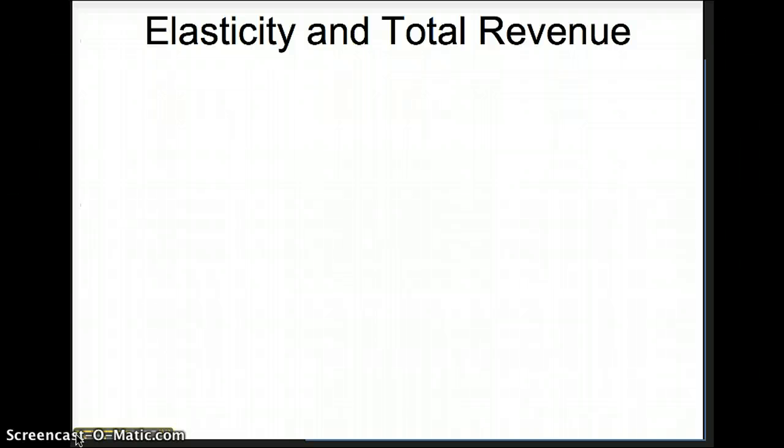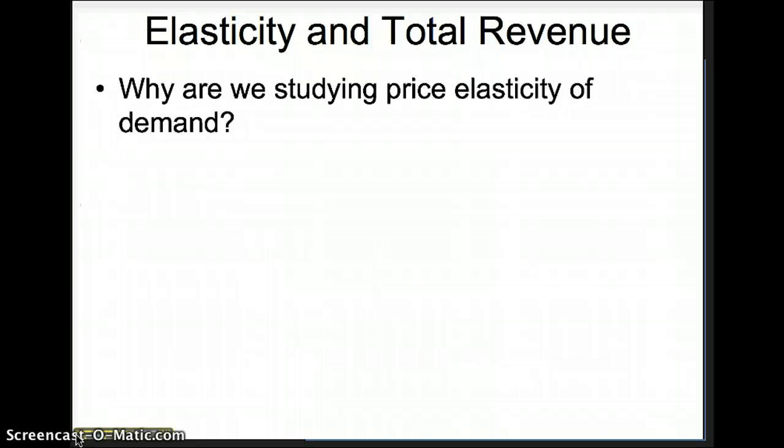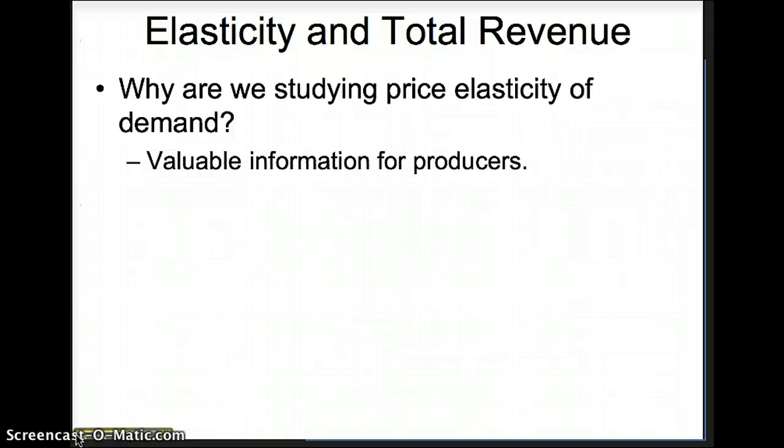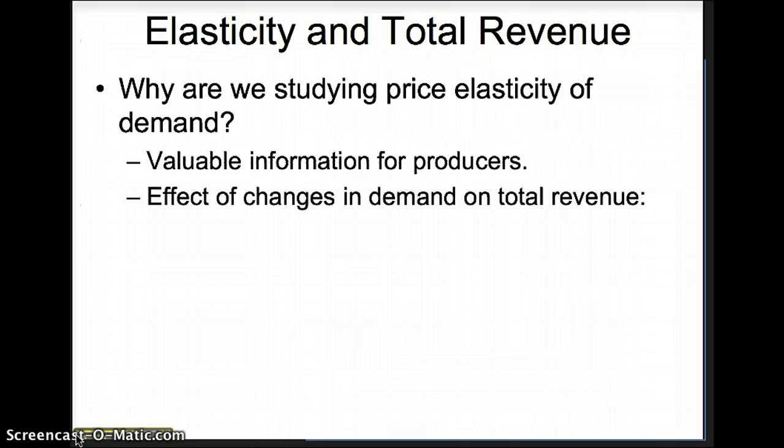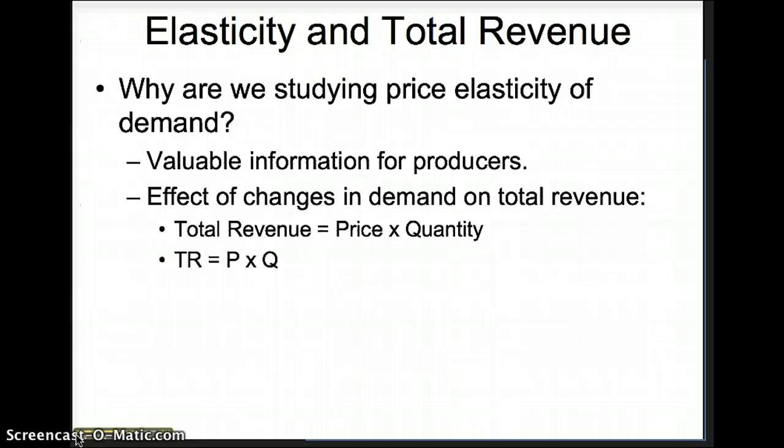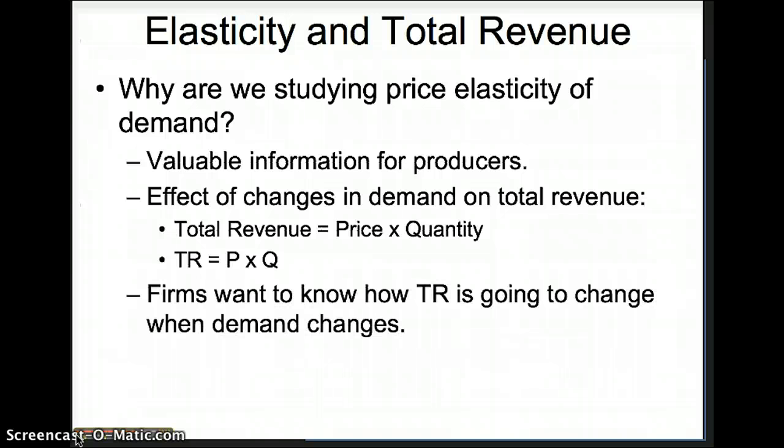Elasticity is related to total revenue that a firm brings in. You might be thinking, why are we studying price elasticity of demand? Well, measuring how responsive consumers are to changes in price can be very valuable information for producers. As demand changes, so does total revenue. The formula for total revenue is price times quantity. TR equals P times Q. Firms want to know how total revenue is going to change when demand changes.